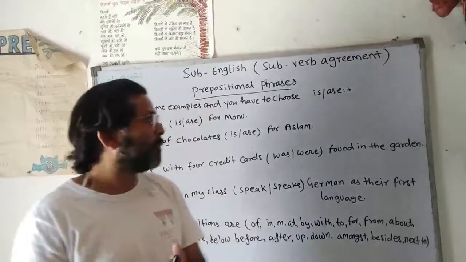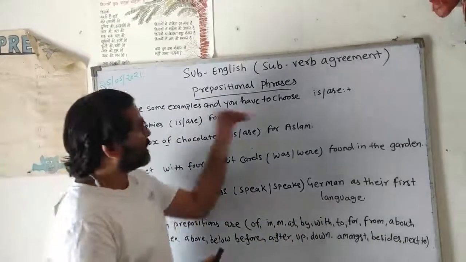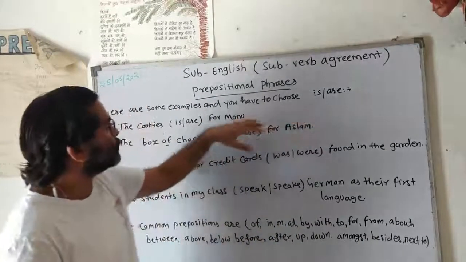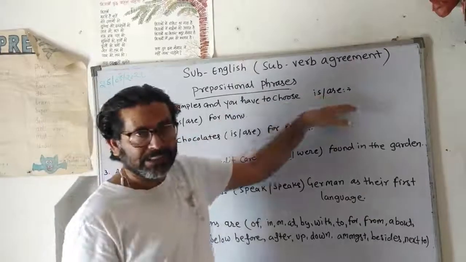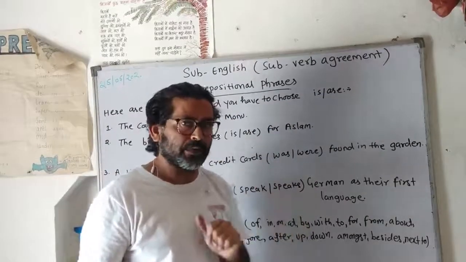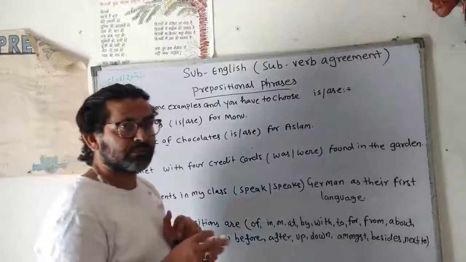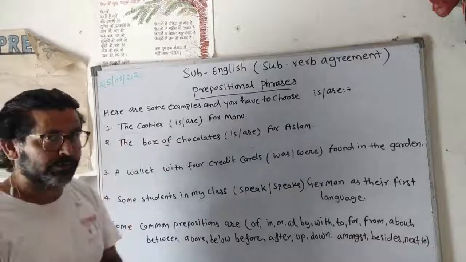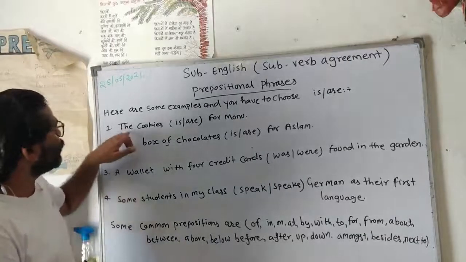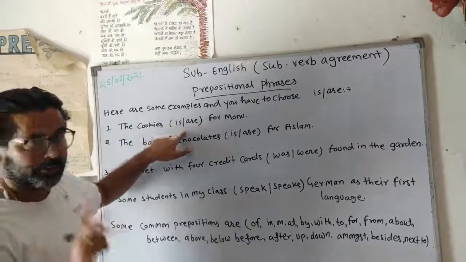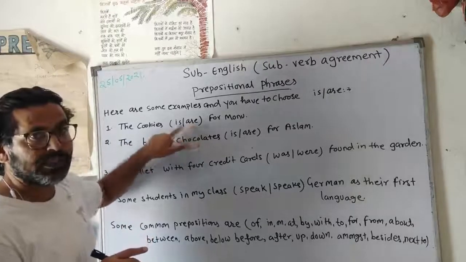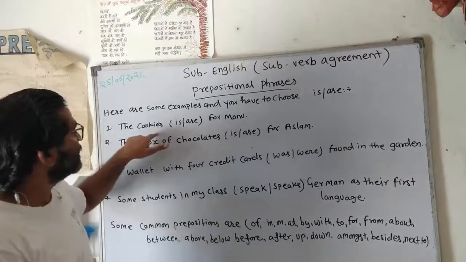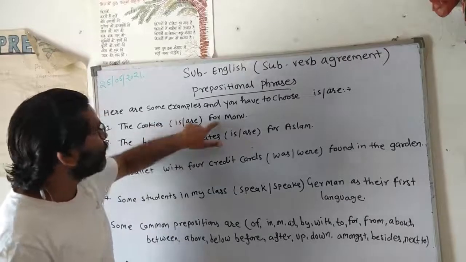So first of all, here are some examples in which we have to choose a verb, is or are, and we will choose the verb according to the subject or the noun. The first example is: the cookies. Two verbs, is and are. We have to choose which one is correct in this sentence. The cookies is/are for Mono.